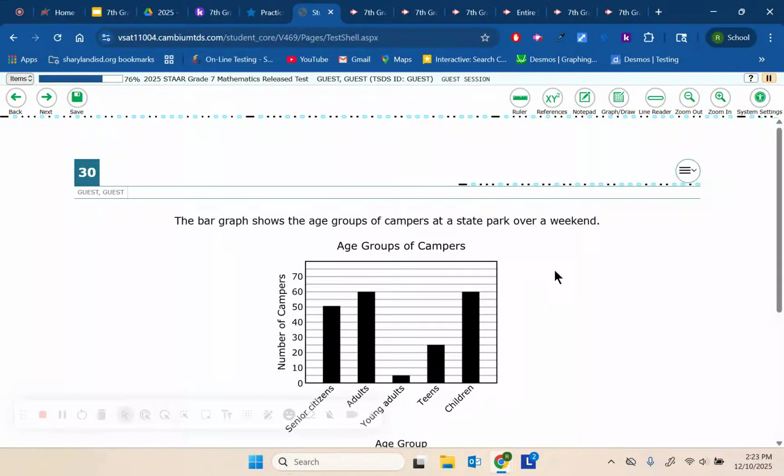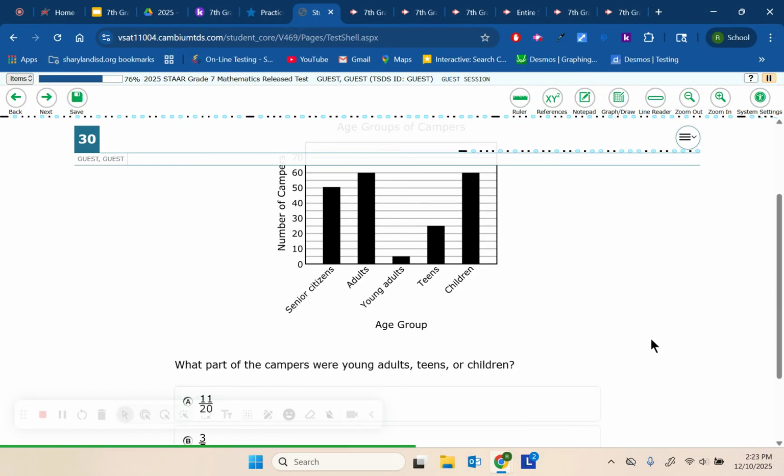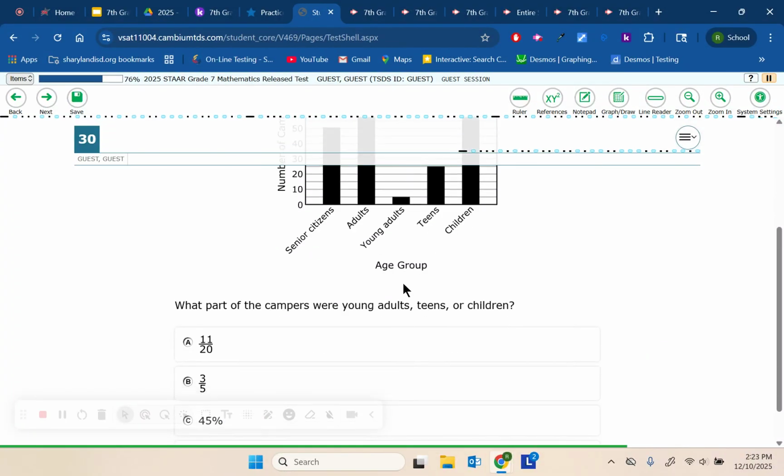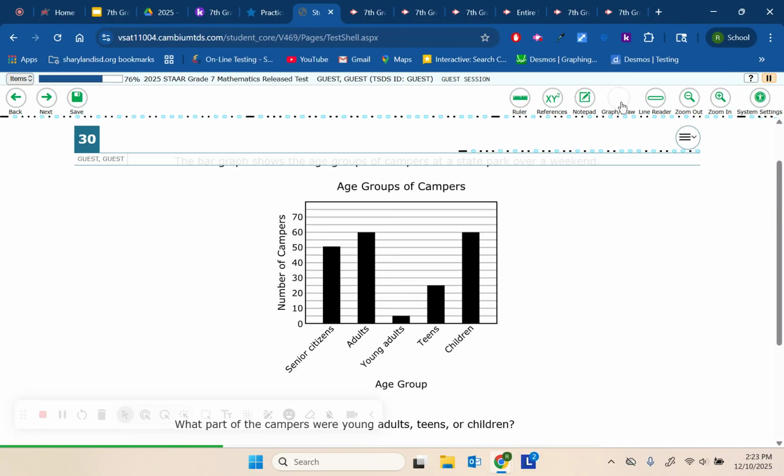All right, problem number 30. I got a table. They don't tell me the total number, so I have to figure that out on my own. Yuck. So what part of the campers were young adults, teens, or children? Let's find out.